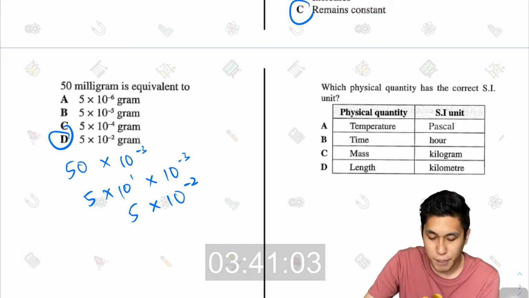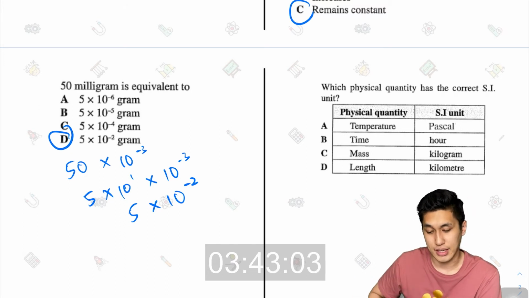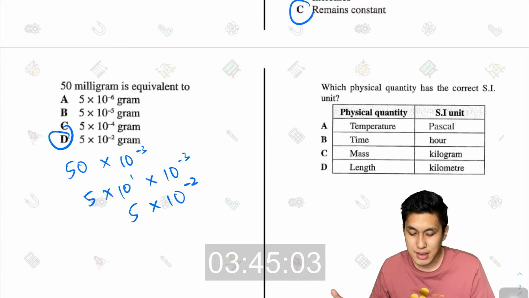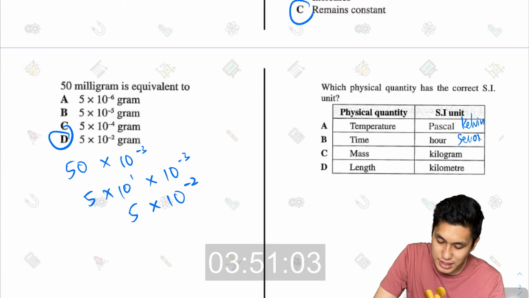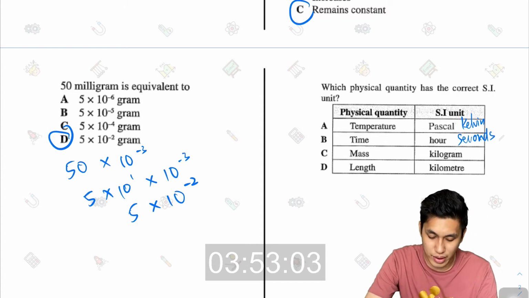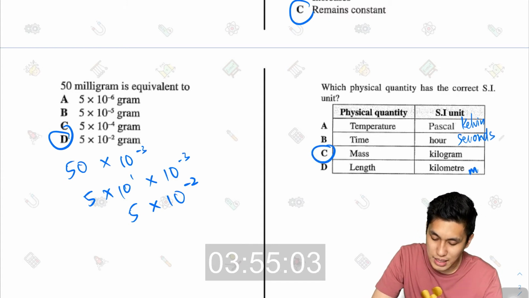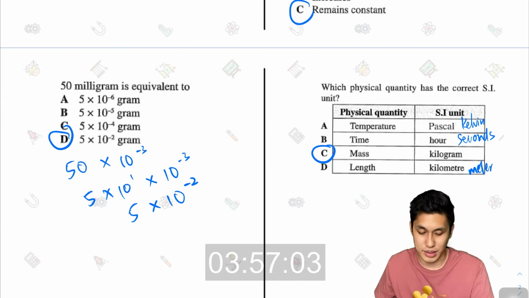Which physical quantity has the correct SI unit? So temperature, Pascal, no. Temperature is measured in kelvins. Time will be seconds. Let me write it down. Time will be seconds. Mass in kilograms is correct. And length should be in meters instead of kilometers. So C.